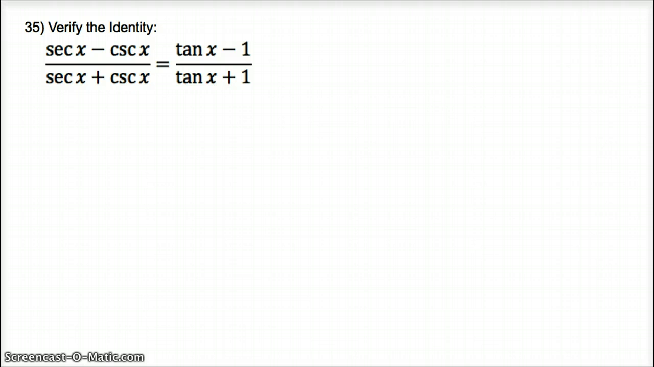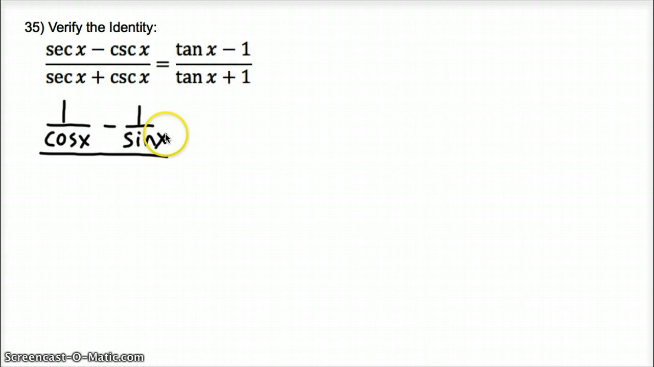Many of you asked me which side to start on. Honestly, you probably want to do a little bit to both sides and start to simplify it in that way, because secant, cosecant, and tangent really don't have much in common besides sine and cosine. So I'd start by taking both of these and changing them to sines and cosines. So we'll have 1 over cosine x minus 1 over sine x all over 1 over cosine x plus 1 over sine x.